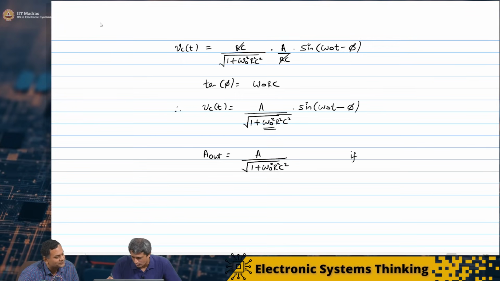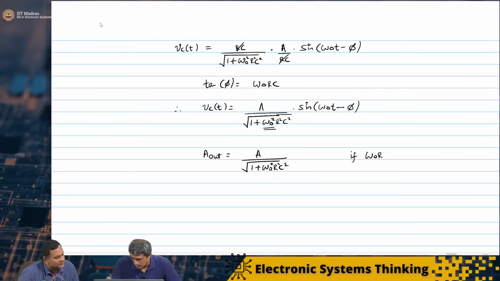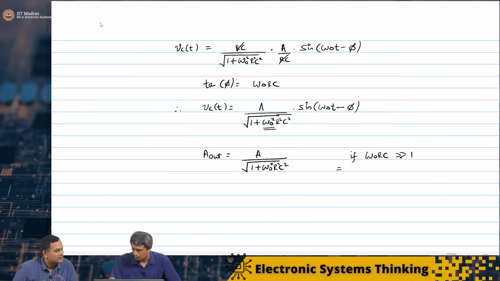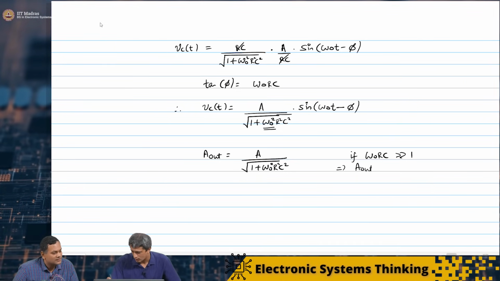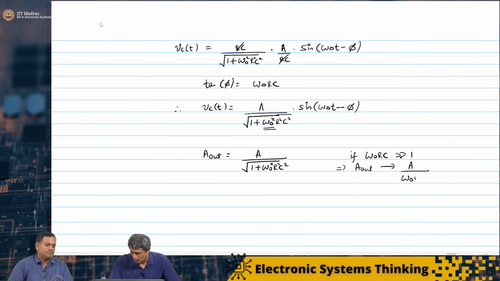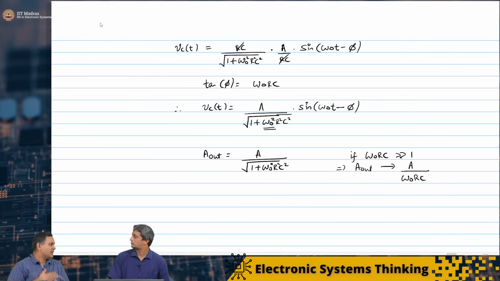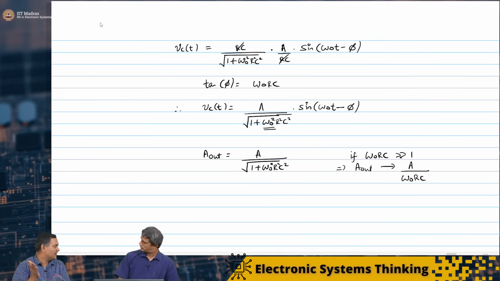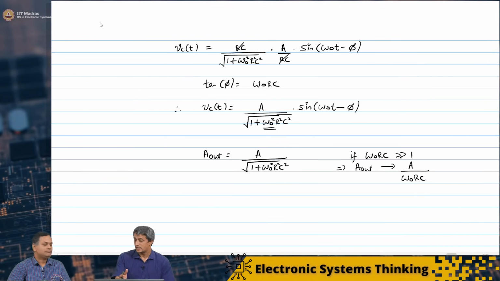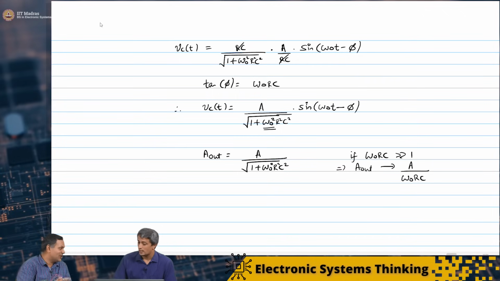So, if omega naught RC is much greater than 1, then A out will tend to A by omega naught RC. So if I double omega naught, the amplitude will fall by half, for large omega naught. But initially that is not true.